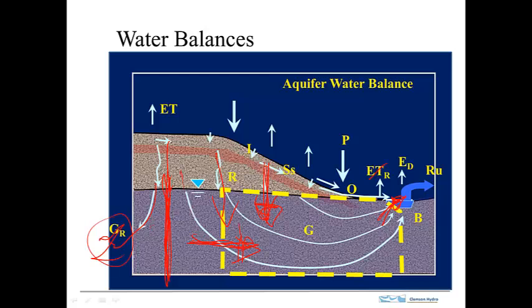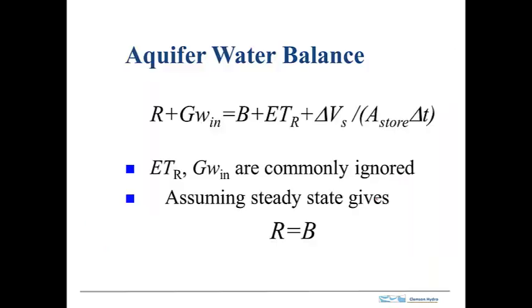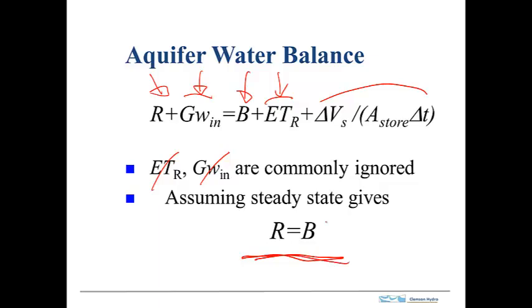So there are several different applications that we could set up for this balance. And here we've got it written out. Here's the recharge coming into the aquifer, the groundwater flowing in. This would be the last version that we saw. The base flow going out, riparian ET going out, and this is the storage term. So if we ignore that and we ignore the groundwater flowing in and we assume steady state, then we get this real simple balance here, that the recharge equals the base flow.